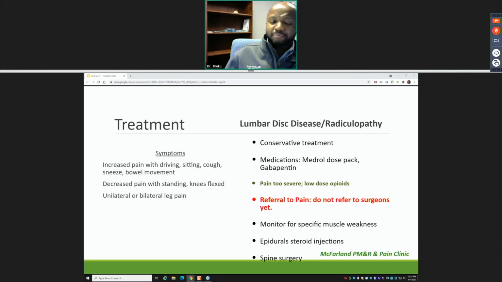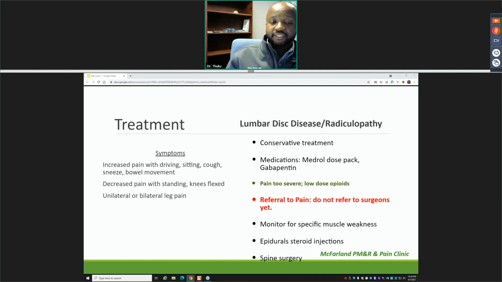Usually, if the pain is too severe, I do recommend, or there's a recommendation for, low dose opioids for patients to use. But that also goes into the big aspect of opioids, and that's another conversation for another day, where you need to make sure the patient is appropriate for this. You have tried other medications and they have not worked. And at the same time, referring patients to pain instead of surgeons first is the way to go.